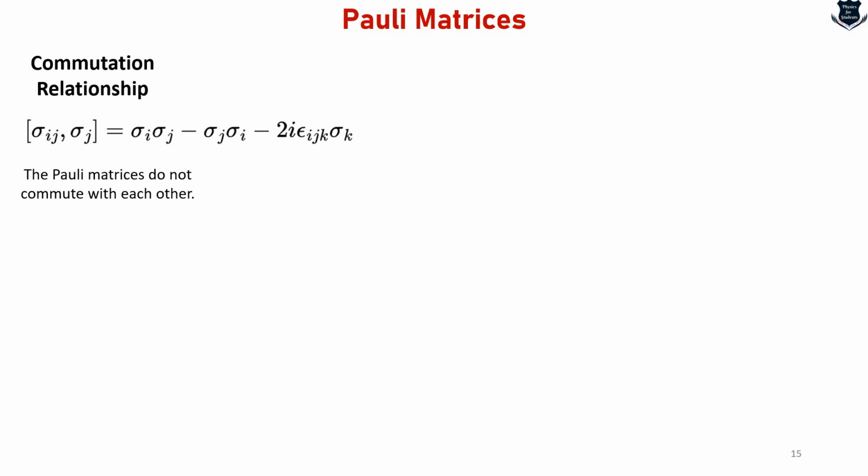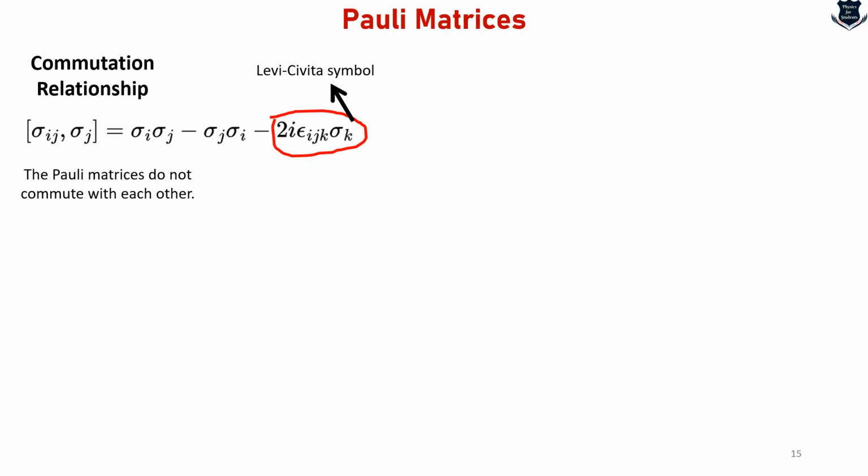Very importantly, there is another property which is called the commutation relation. And remember, the Pauli matrices do not commute with each other. Their commutation relations are given by this. And as you can understand, this one that I highlighted in a circle is called the Levi-Civita symbol.